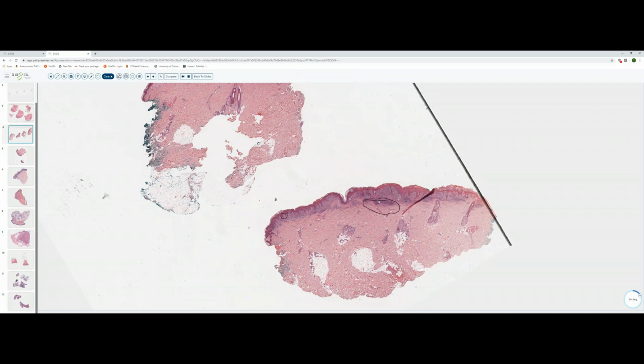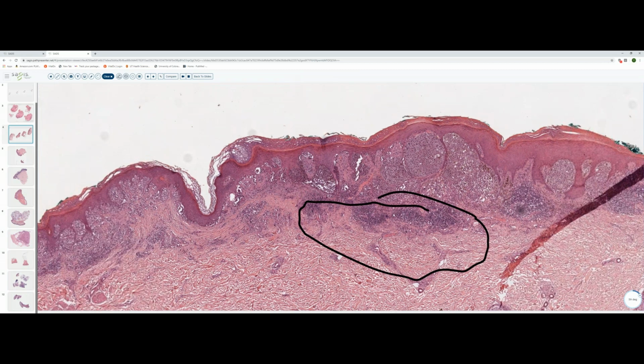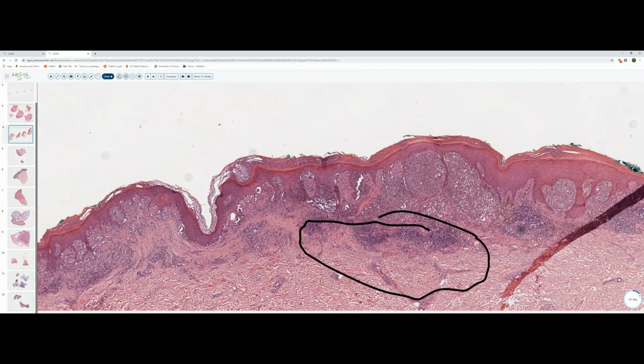And as we move to higher power, you begin to see that these nests that are present along the dermal epidermal junction are not equidistant from one another. They vary somewhat in size and shape. In a few areas, there is a predominance of solitary melanocytes along the dermal epidermal junction, some becoming confluent.